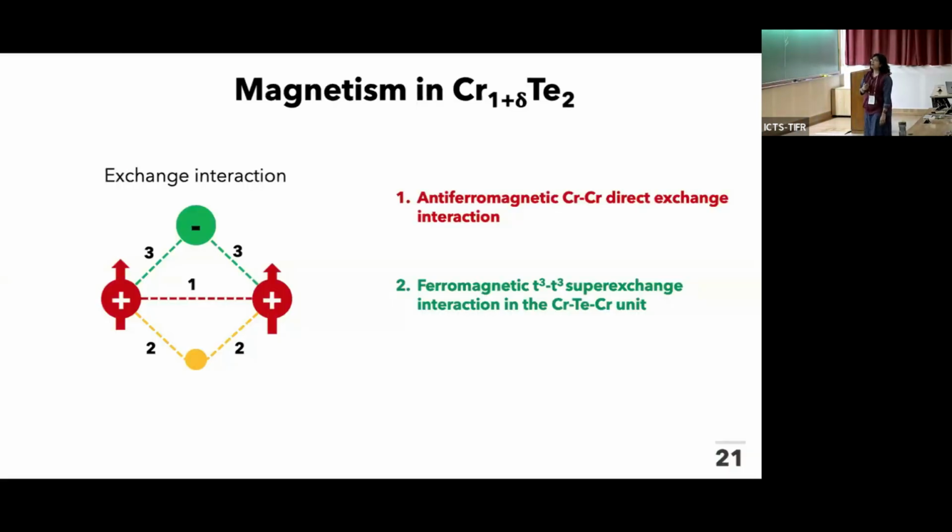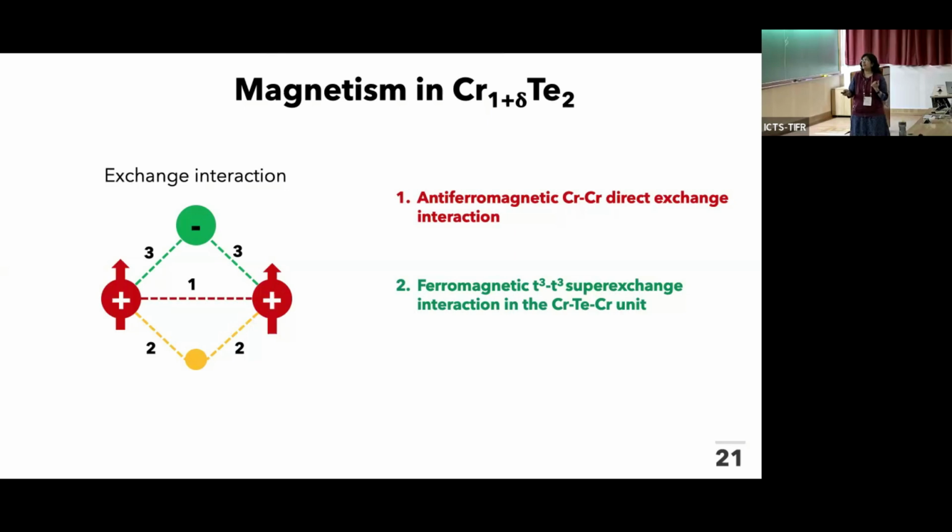So now coming to the magnetic aspects of this material. First of all, let me tell you that in this material we have chromium and tellurium, two different atoms, and it is the spin moments of the chromium that we are trying to consider.